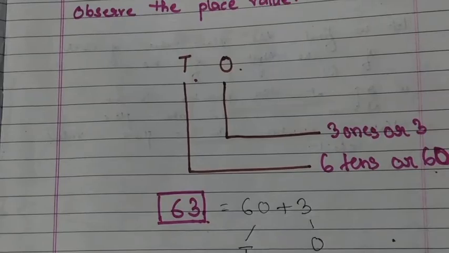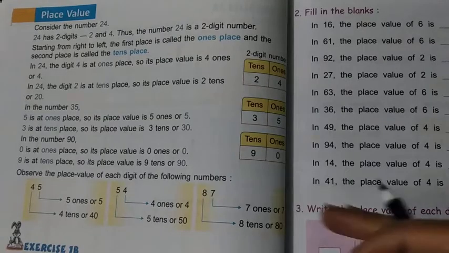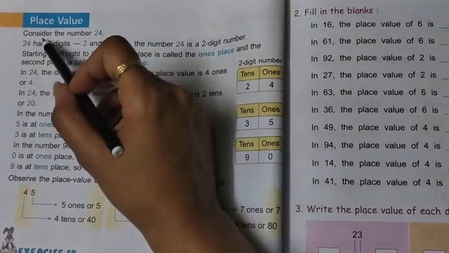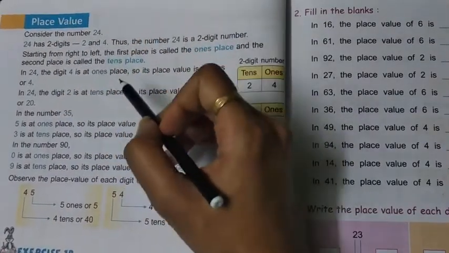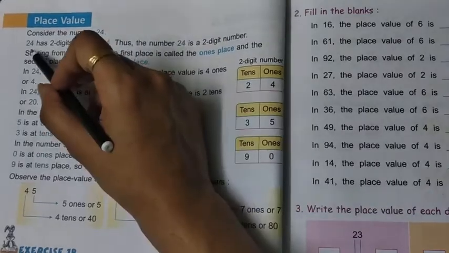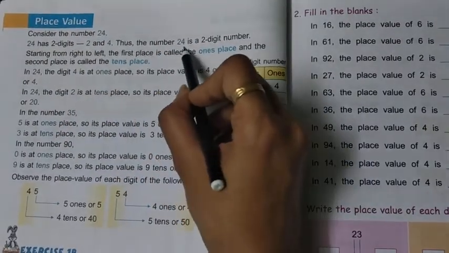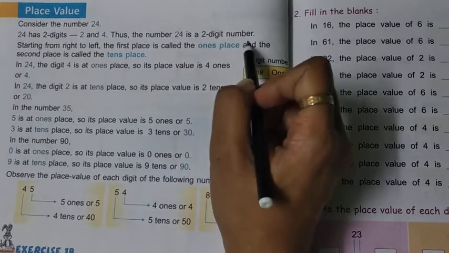Tens. So you can also see in your book, it is given over here. Consider the number 24. This number 24 has 2 digits, 2 and 4. Thus the number 24 is a 2-digit number.